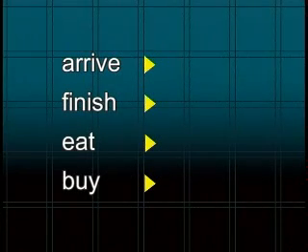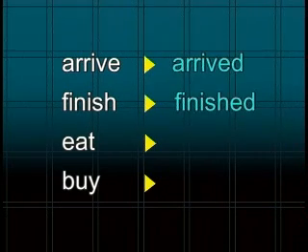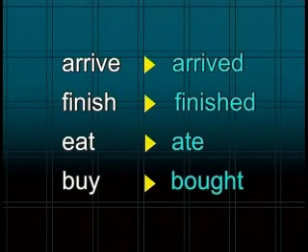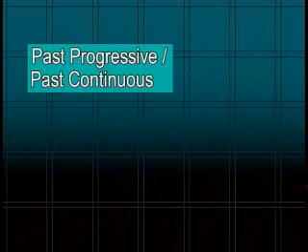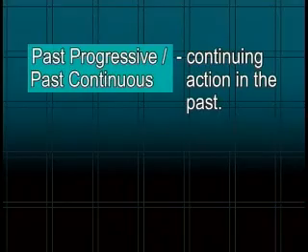Which of these verbs are regular and which are irregular? That's right. Arrive and finish are regular verbs. Eat and buy are irregular verbs. Let's look at the past progressive tense, which is sometimes called the past continuous tense. The past progressive tense describes a continuing action in the past.